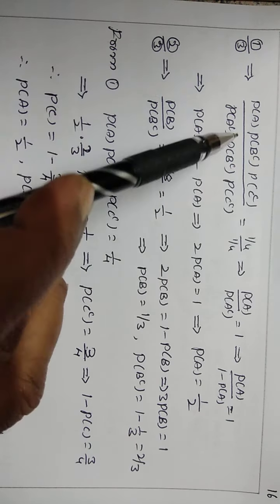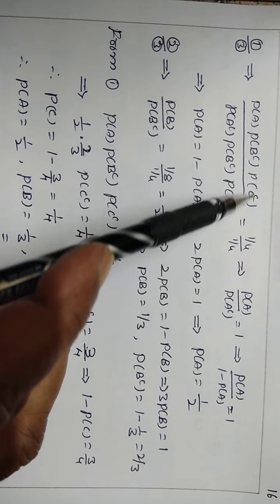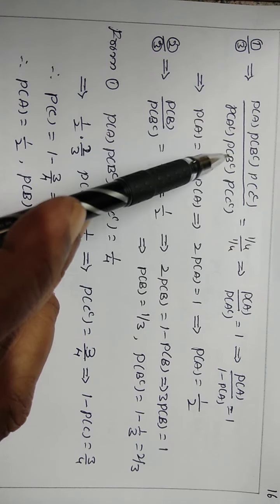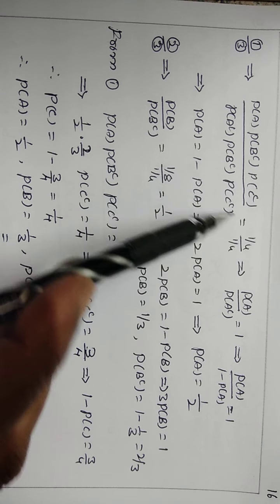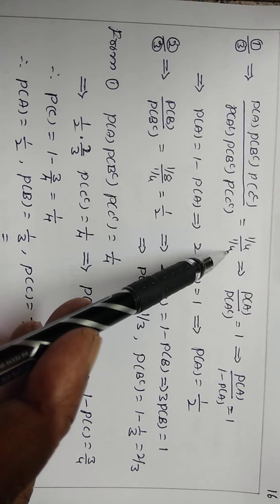Now dividing equation 1 by 3. That implies P of A into P of B complement into P of C complement by P of A complement, P of B complement, P of C complement is equal to 1 by 4 by 1 by 4.